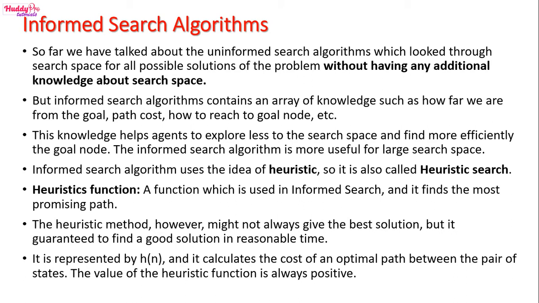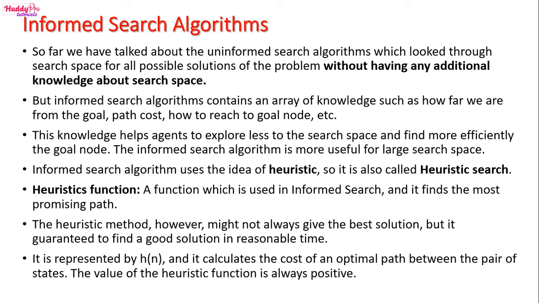The heuristic method, however, might not always give the best solution. It might not give the best solution, but it's guaranteed to find a good solution in reasonable time. So given reasonable time, it can find a good solution, even though it may not be the optimal one. So the heuristic function will estimate how close a state is to the goal. That's the work of the heuristic function.